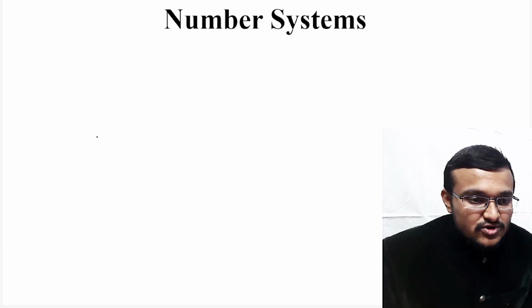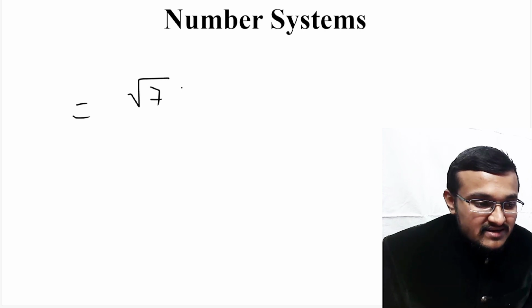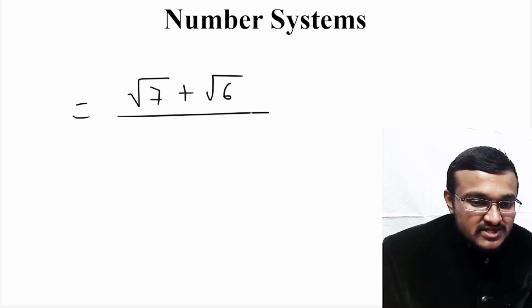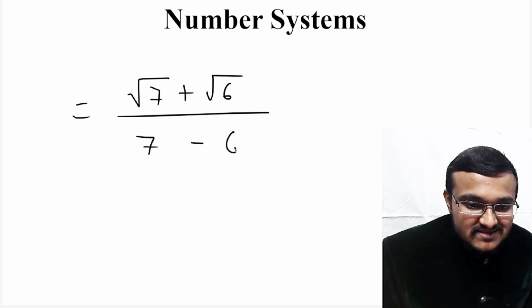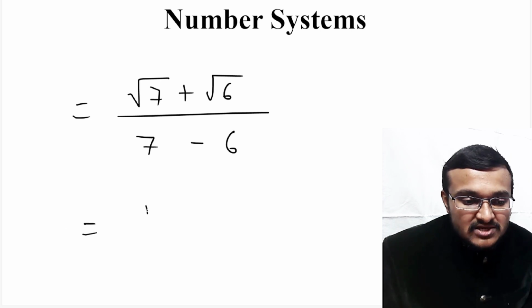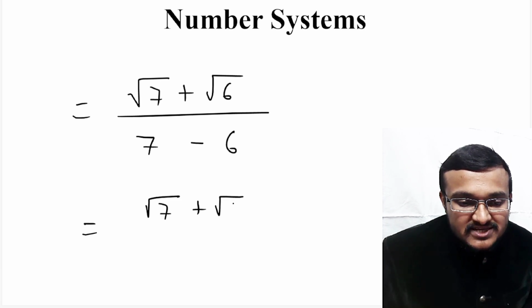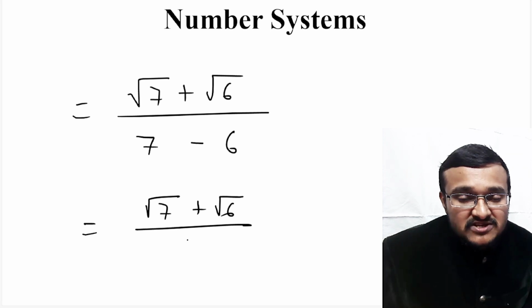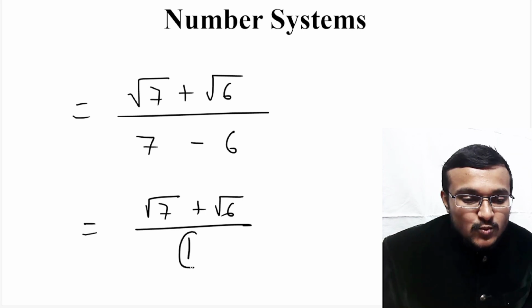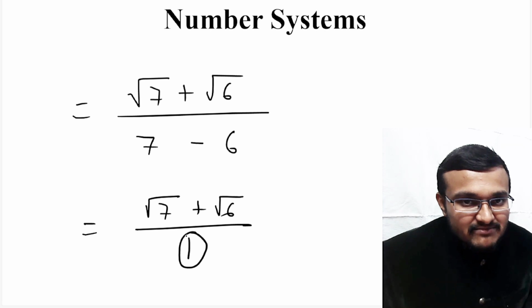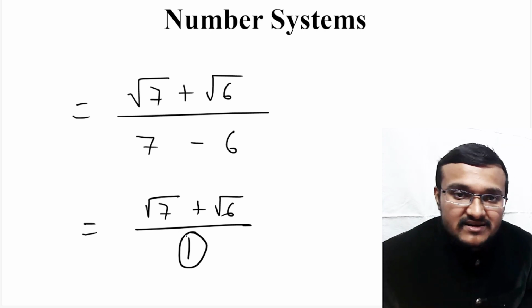So here you are getting root 7 plus root 6. So root 7 whole square is 7 and root 6 whole square is 6. So 7 minus 6 is there. So root 7 plus root 6 divided by 7 minus 6. So 7 minus 6 is 1. So 1 is a rational number. So that means we have rationalized the denominator.